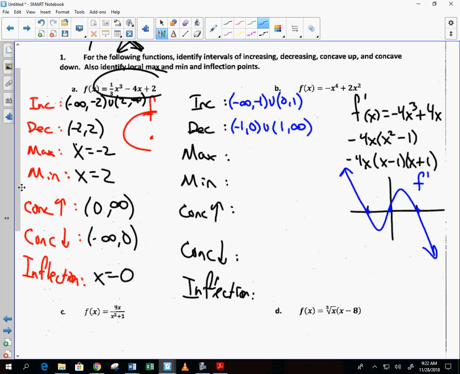How in the heck do I determine a local max? Yep, so every time I think about that, I picture a local max. I think about, okay, I'm going from positive to negative. That's what I think about every time, going from positive to negative. Where does it go from positive to negative? Negative 1 and 1.